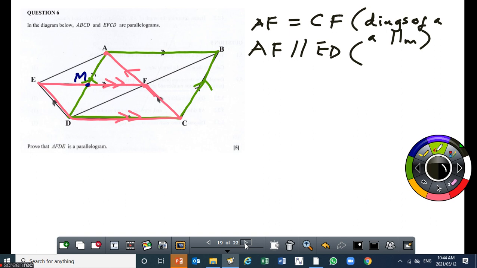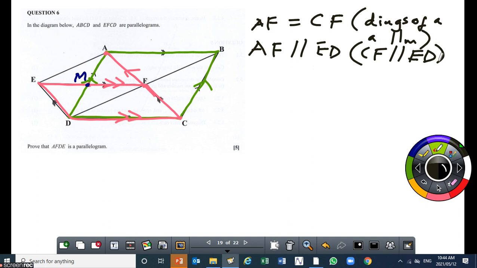This is common sense, by the way. Okay, it's common sense anyway. So AF is parallel to ED, because CF is parallel to ED. So my reason there will be CF is parallel to ED. Okay. Now, I've got my parallel lines there.